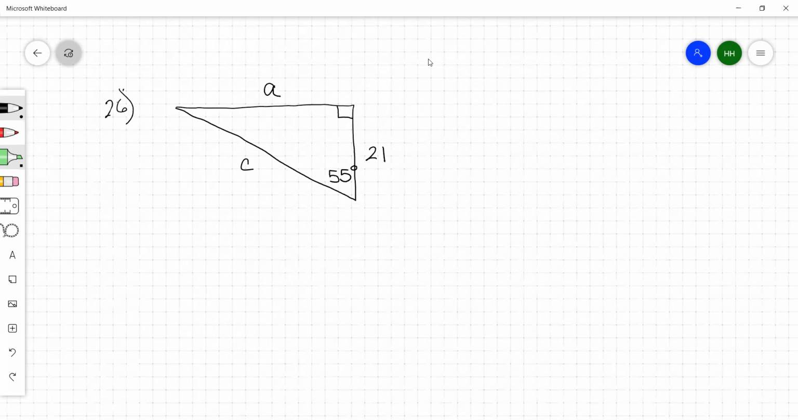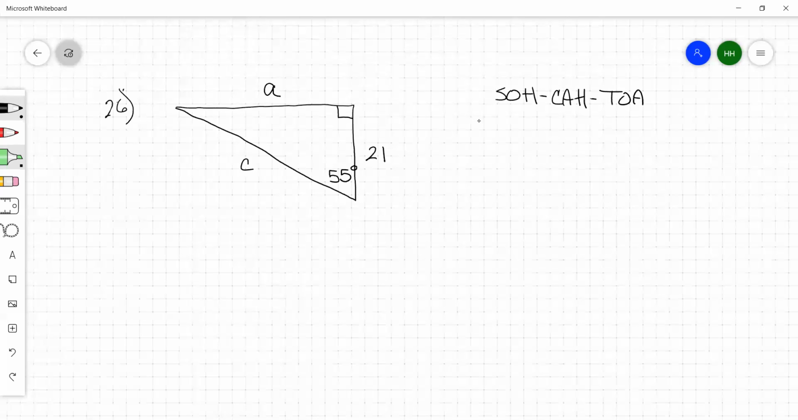And this is a review of your sine, cosine, and tangent. So in a right triangle, if you're given an angle and you're given an adjacent side, you had the acronym SOHCAHTOA. And SOHCAHTOA represented sine equals opposite over hypotenuse, cosine equals adjacent over hypotenuse, and tangent equals opposite over adjacent.